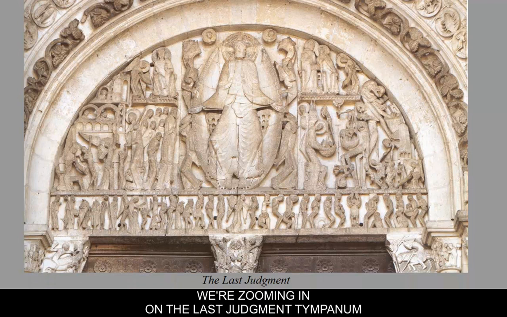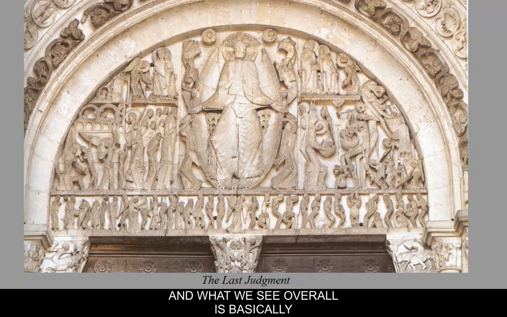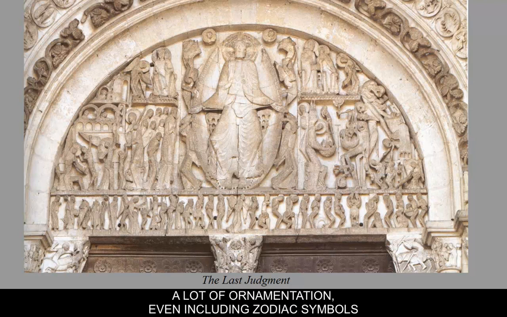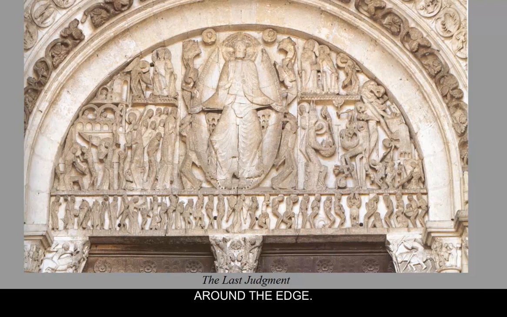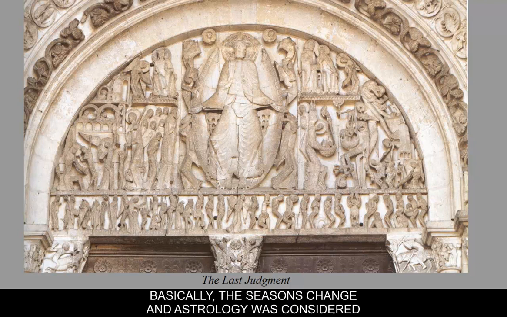We're zooming in on the Last Judgment tympanum. And what we see overall is basically a lot of ornamentation, even including zodiac symbols around the edge. Now, they would not have thought zodiac symbols and astrological symbols would have been at odds with the idea of Christianity. And let me explain that to you first.